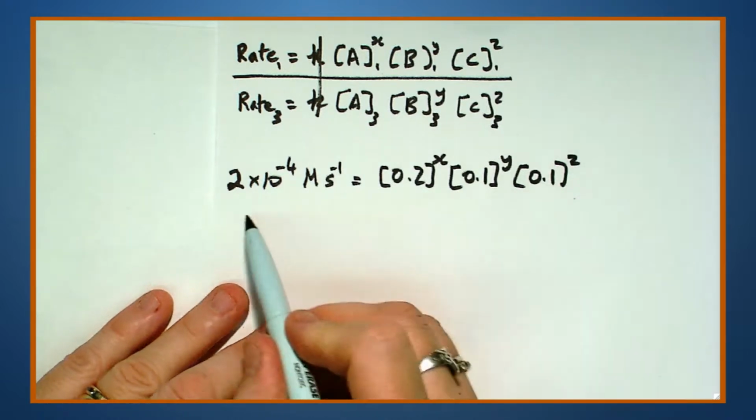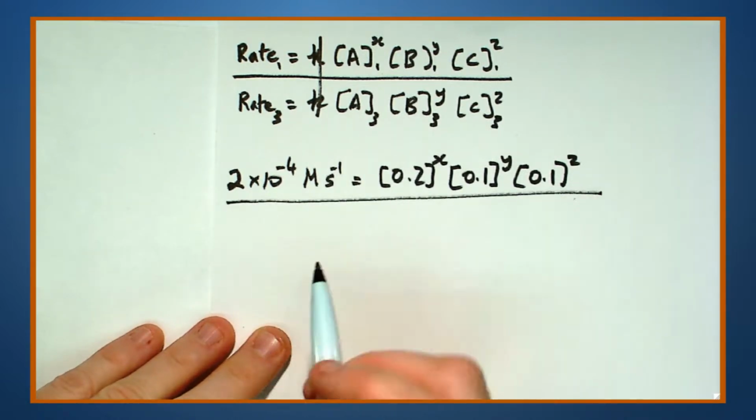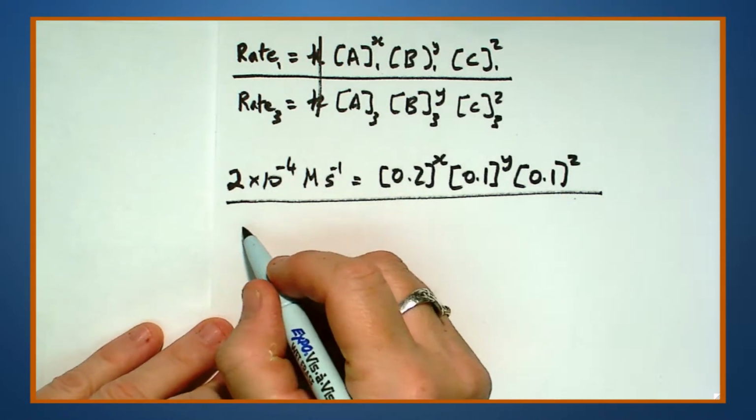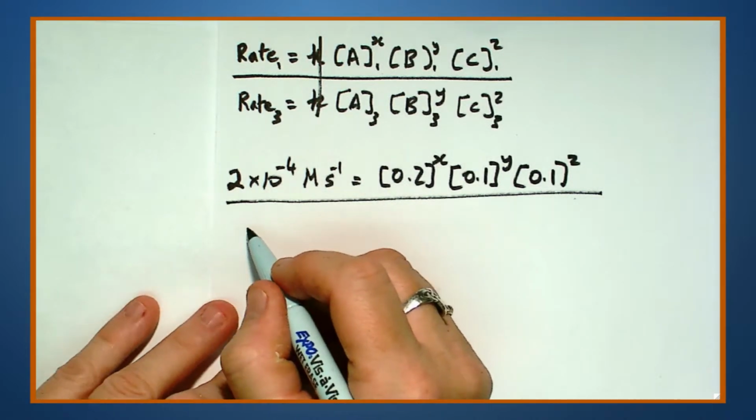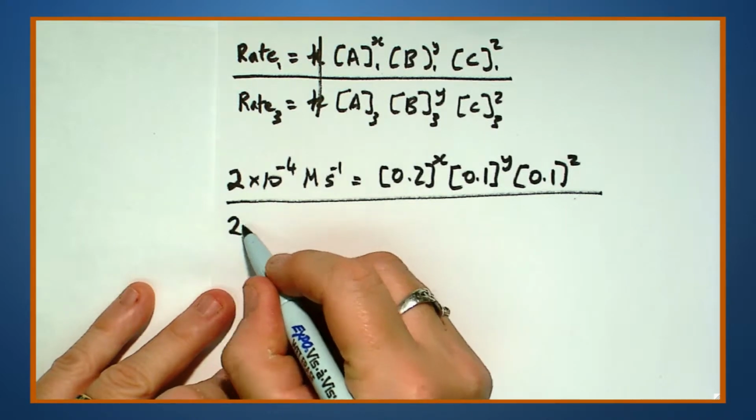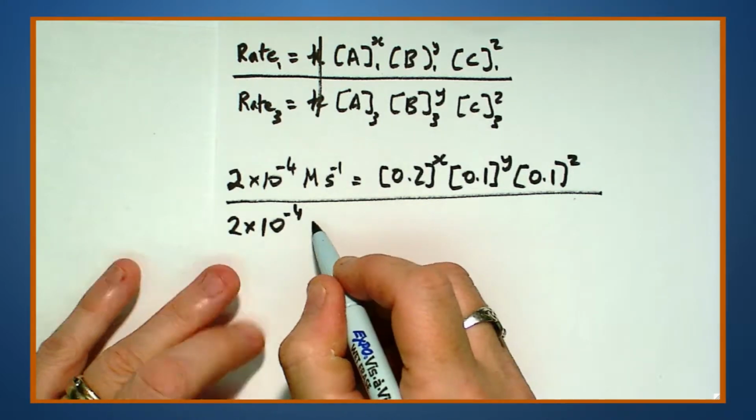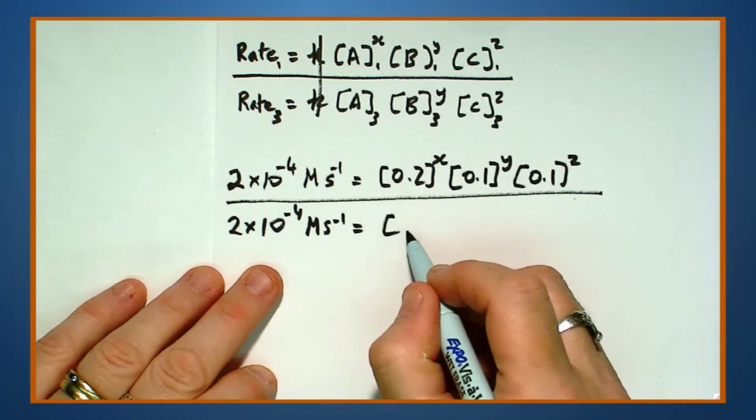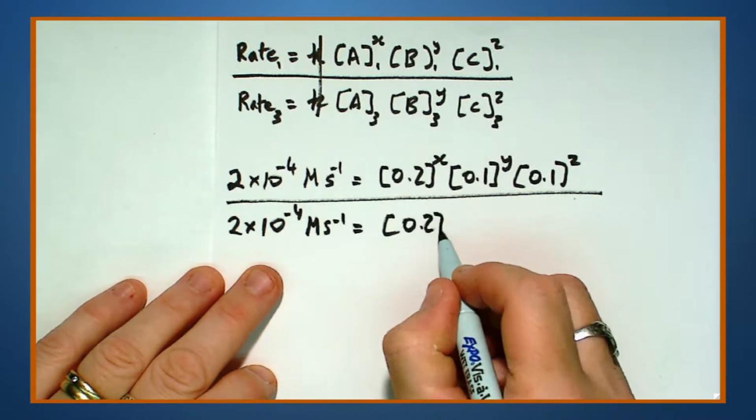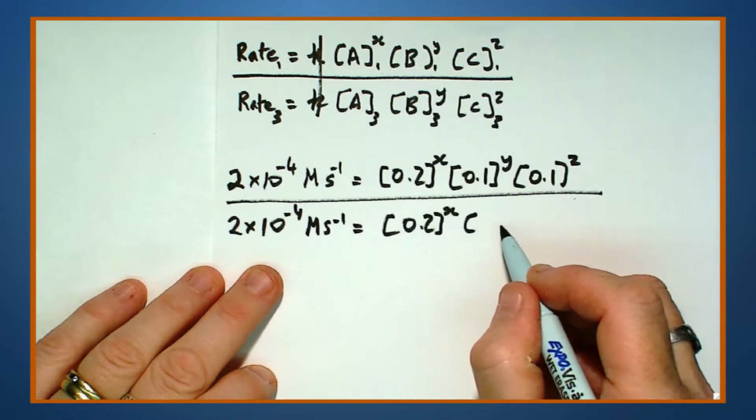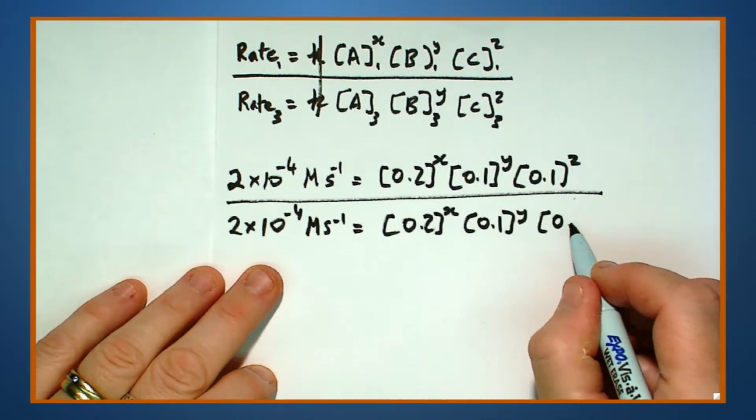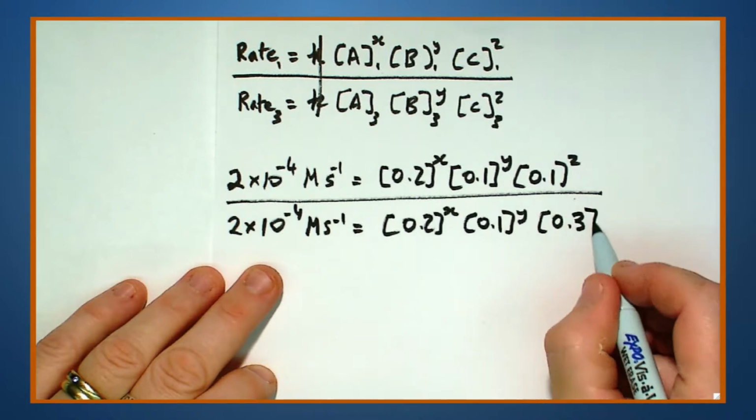And now we're going to do the same for trial 3. So make sure you pull the right numbers out of the table, obviously, otherwise this isn't going to work very well. So then we look at trial 3, and we have 2 times 10 to the minus 4 molarity per second equals, and in trial 3 this is 0.2, and this one is 0.1, and this one is 0.3.